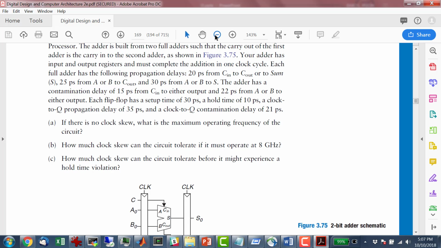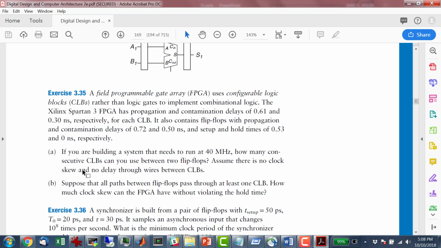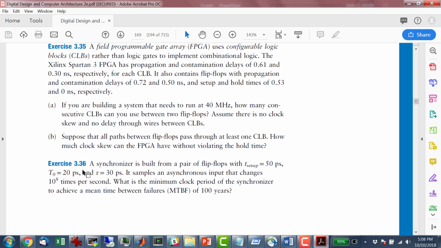So what that means is we would take the 21 plus 15, which is 36, and we would subtract 10 from that, which would be 26. And then we'd have skew must be less than 26, right? So before it was what, 10? So actually the skew is more constrained under the setup time than it is under the hold time in this case, right? Any questions? All right. Okay.